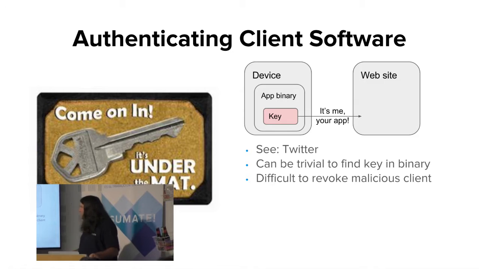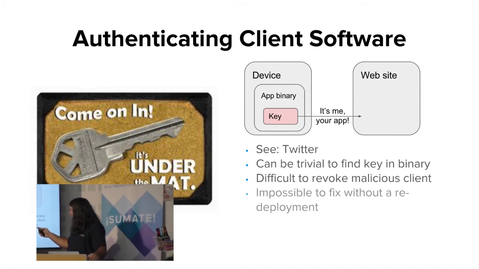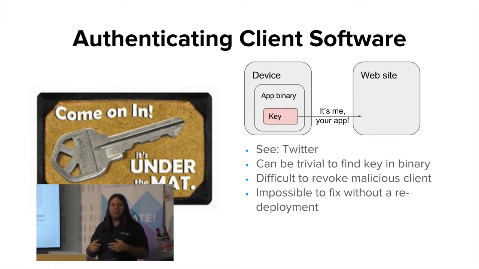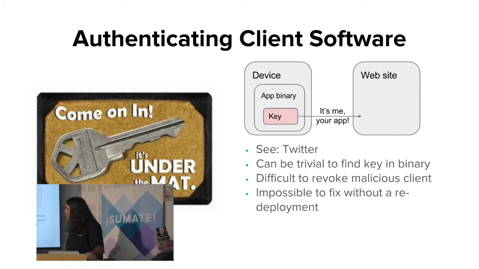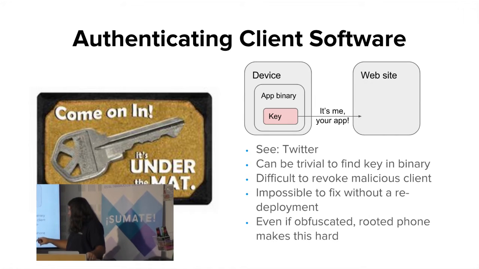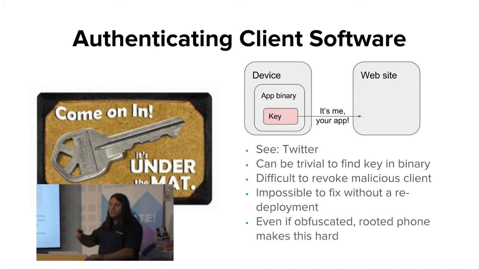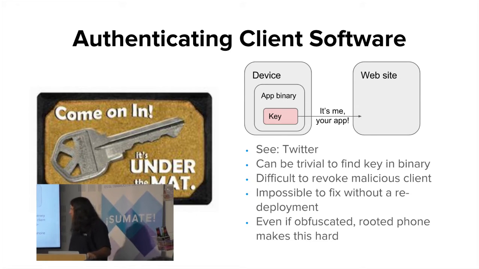It's difficult to revoke. If somebody starts using the key who is not the actual client, and you're able to figure that out somehow, how do you shut off just that client? It can be hard. You can try things like blocking an IP, but if you're on a mobile device, your IP changes every time you skip to a new mobile tower, right? And it's impossible to fix without a redeployment. If you want to fix it and try to throw them off the scent by baking in a new key, now you have to redeploy to all these people, and then you're back in the same boat. Somebody's just going to find the key again. So even if it's obfuscated, a rooted phone makes it very hard. You can attach a debugger. You can do all kinds of crazy stuff.